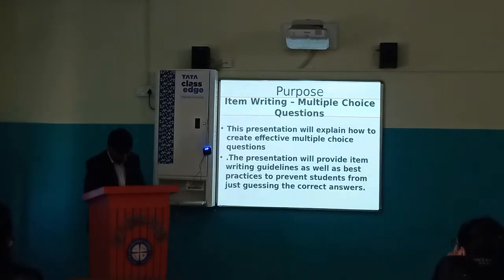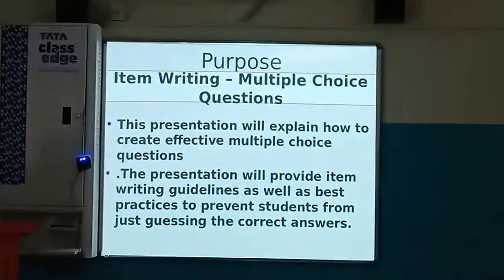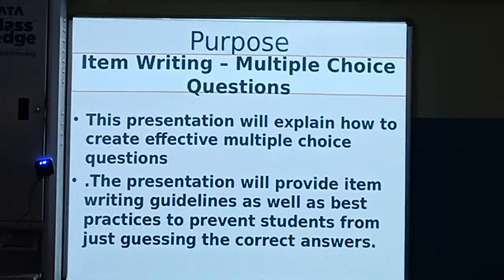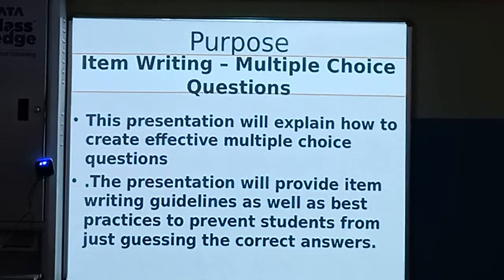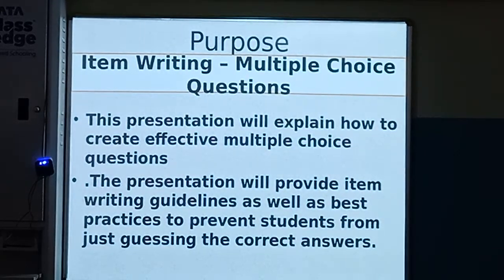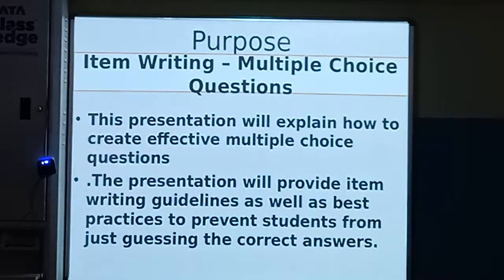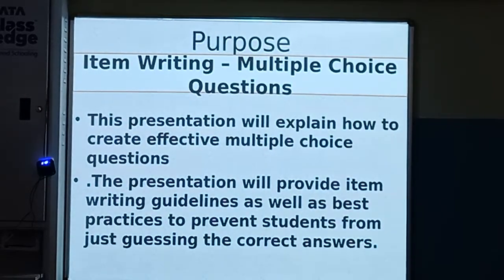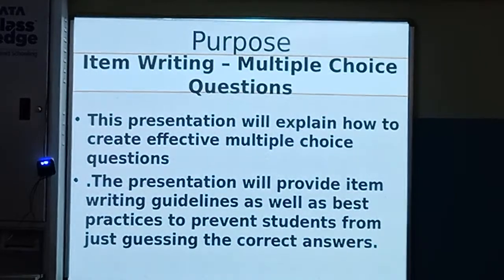In this presentation, we are going to see how to create effective multiple choice questions. This presentation will also provide item writing guidelines as well as best practices to prevent students from just guessing the correct answers. Today's session is divided into two parts. In the first part, we will see the different terms associated with item writing. Then we will see the different rules about how to construct effective multiple choice questions.